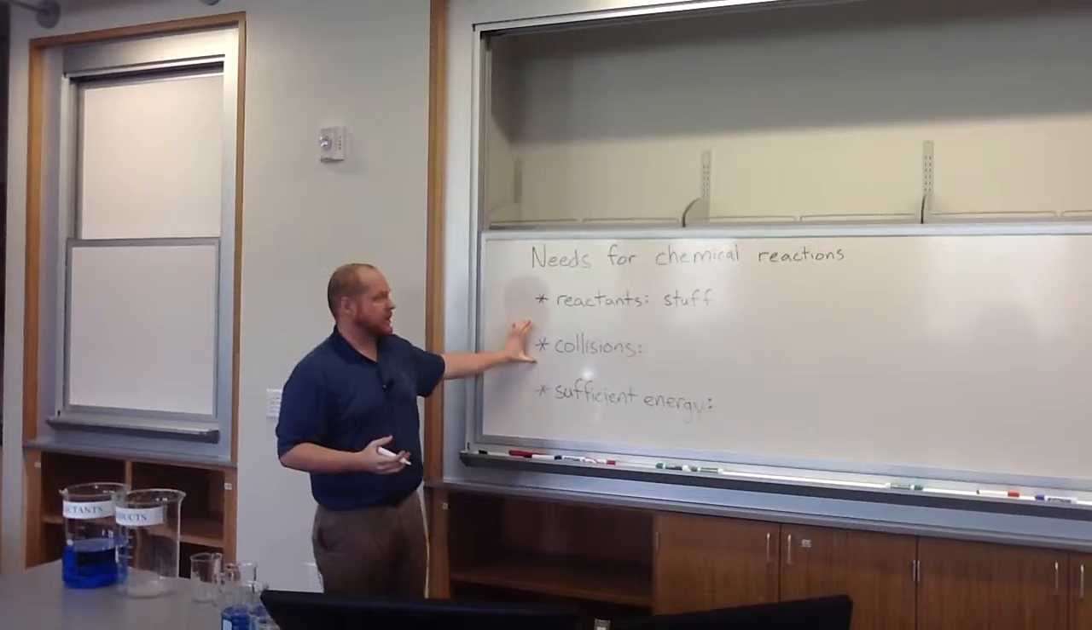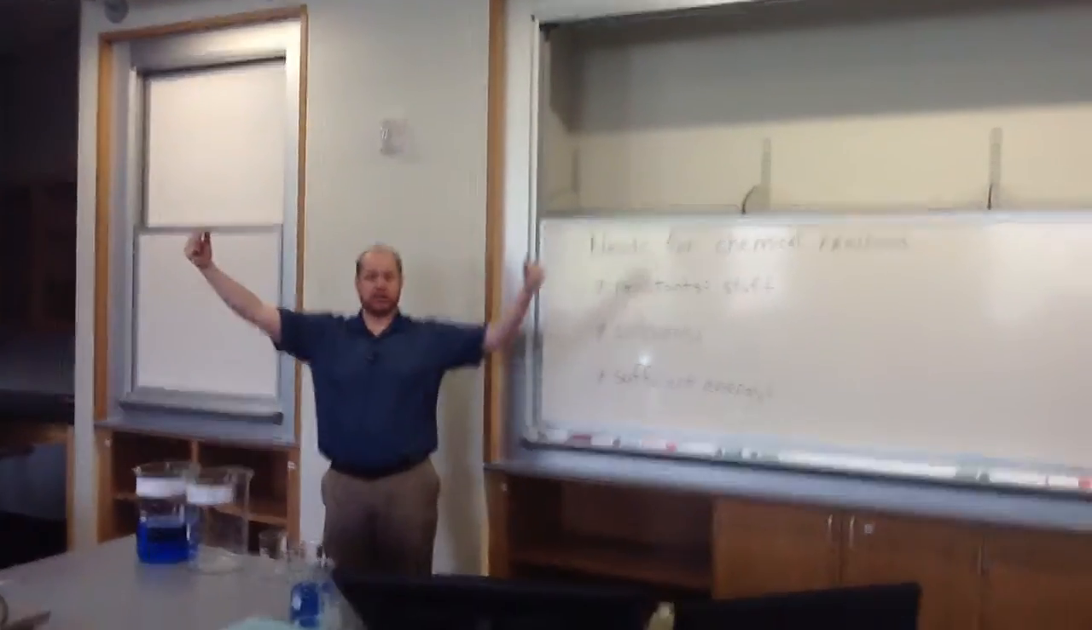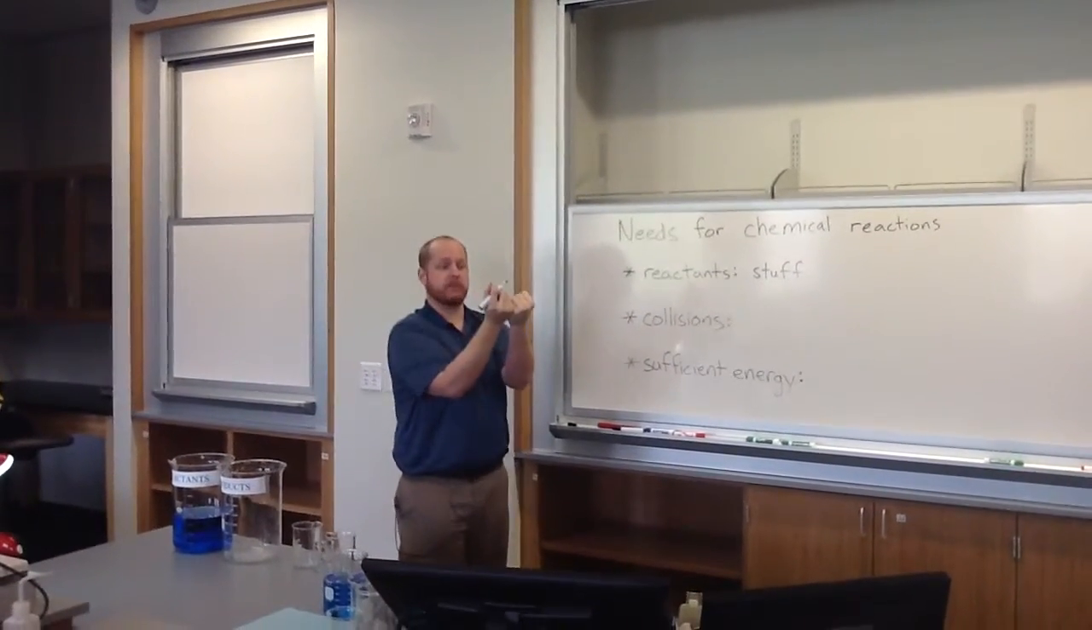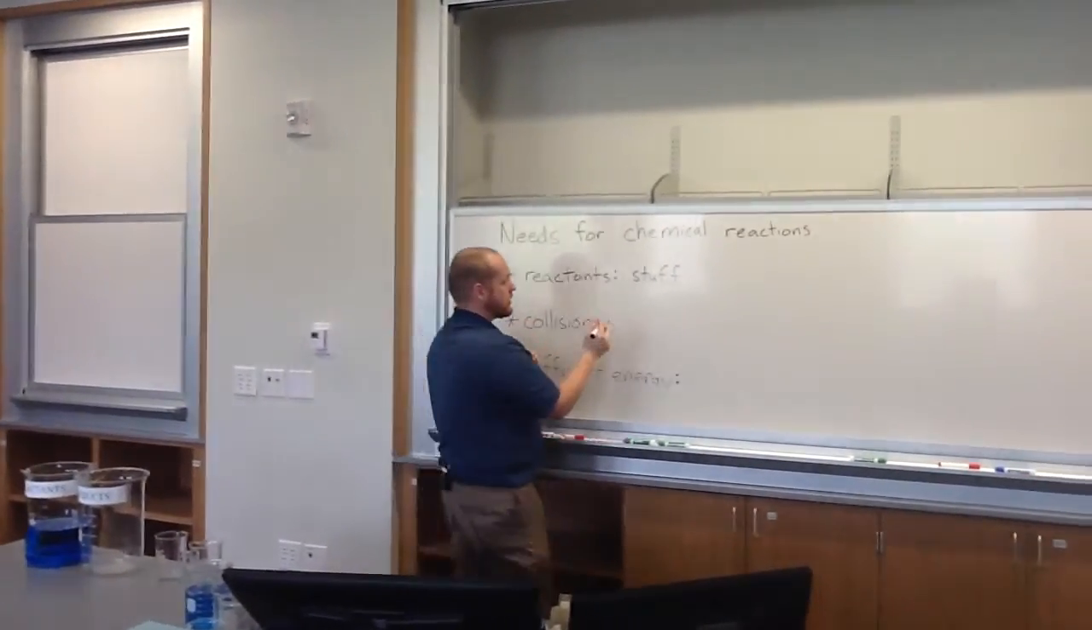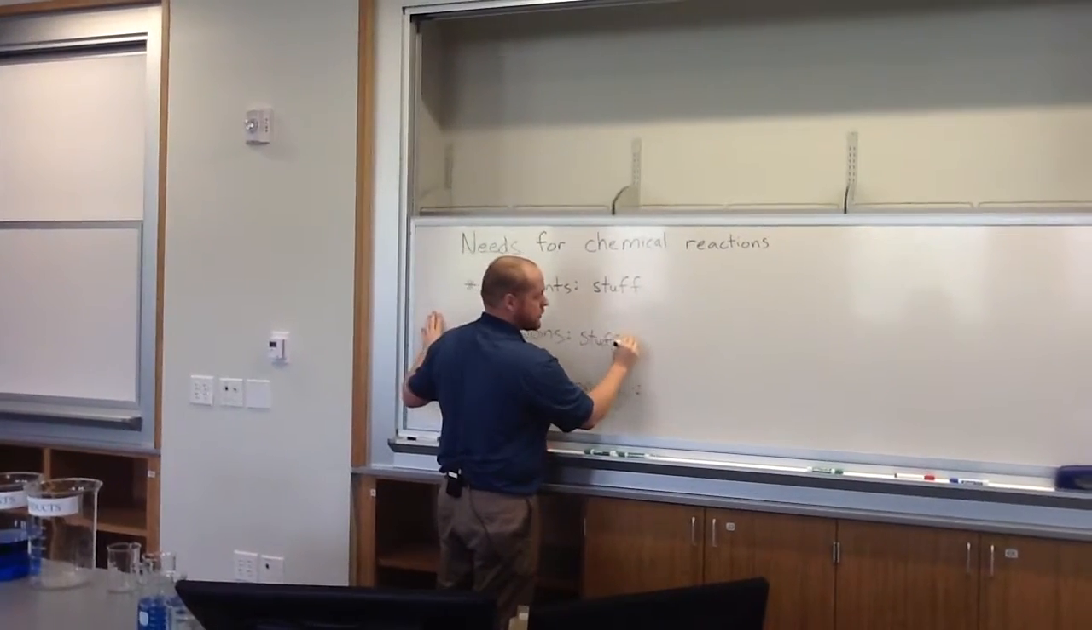The second thing we talked about was collisions. And so in order for that stuff to react, it can't be over here and over here. It has to come together in order for bonds to be broken and bonds to form. And so we need that stuff to collide.